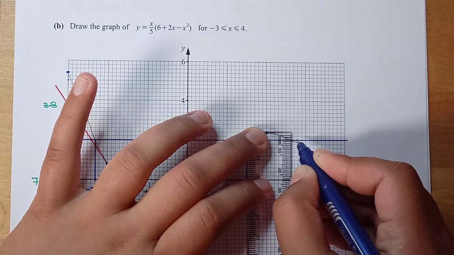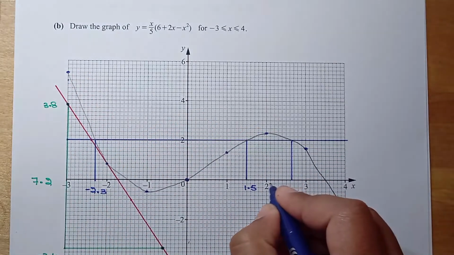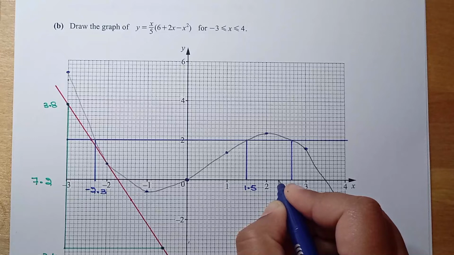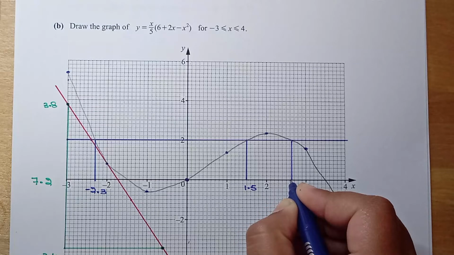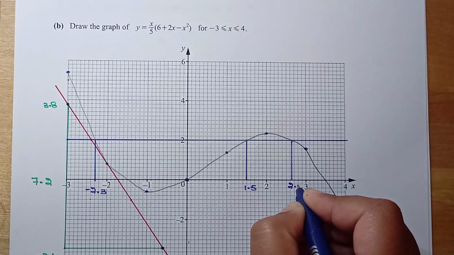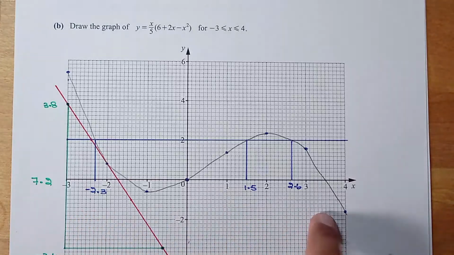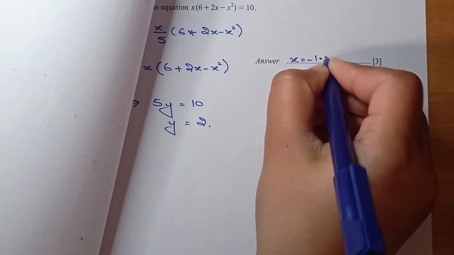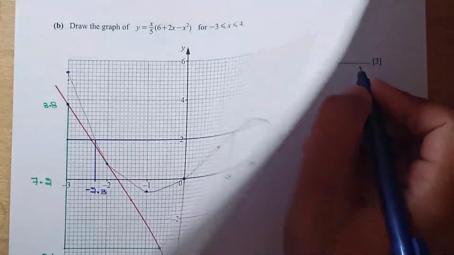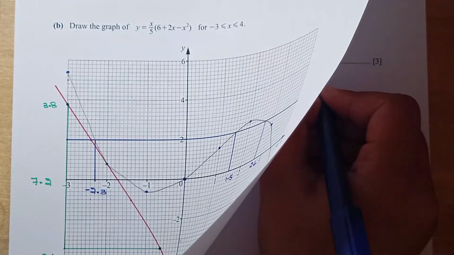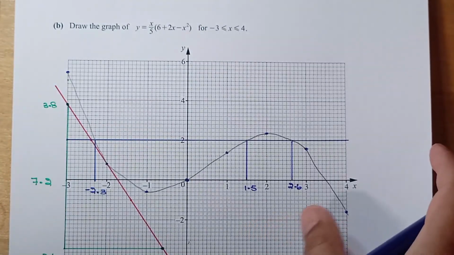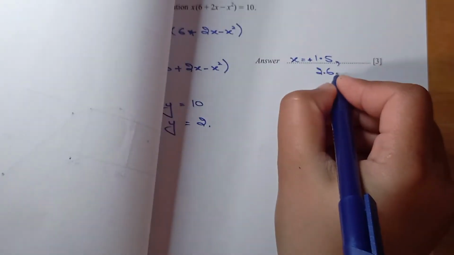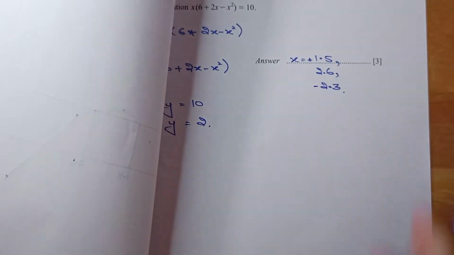This point, yeah. So this is 2.1, 2.3, 2.4, 2.5, 2.6, or 2.7. You can take 2.6, it is okay, or 2.7. Yeah, so these are the three values for this solution: x equals -2.3, 1.5, and 2.6. So it's positive 1.5, 2.6, and -2.3. Okay.